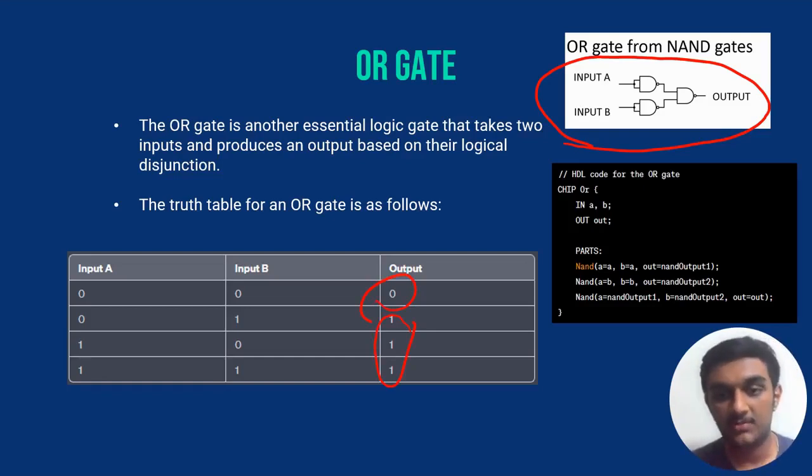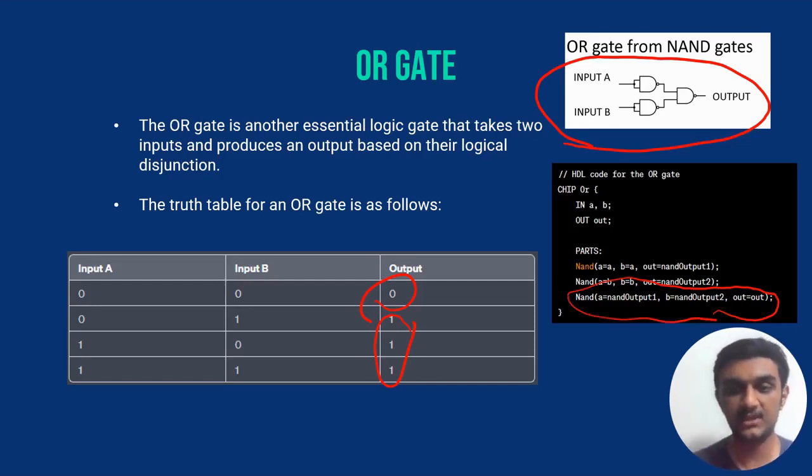To implement this, we require 3 NAND gates as previously seen in the diagram, and the code is self-explanatory as well. The output of the first NAND gate and the output of the second NAND gate are again passed on to a third NAND gate, which in turn gives the OR logic output. We'll also be demonstrating this in the NAND2TETRIS software towards the end of the presentation. Let's move on to the next logic gate.